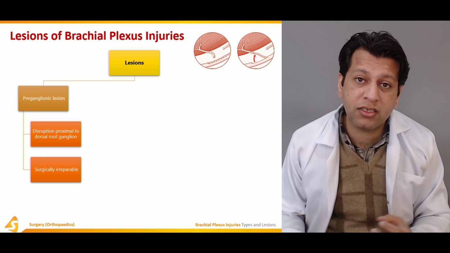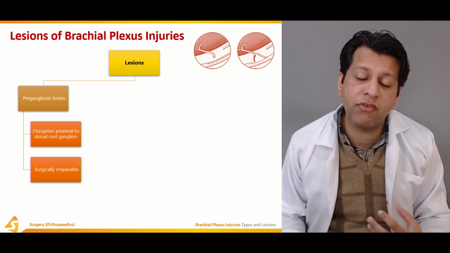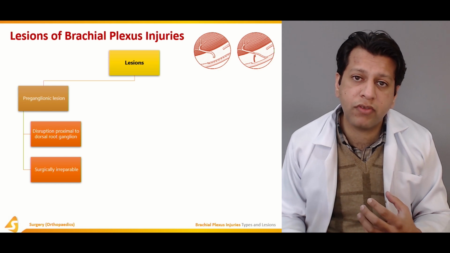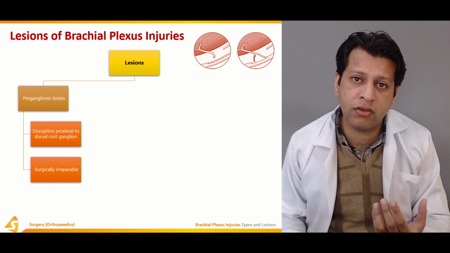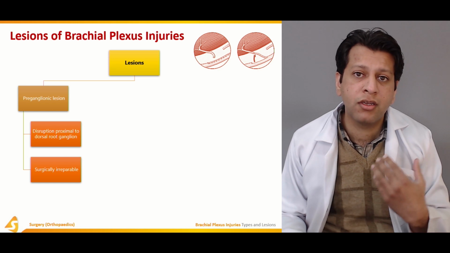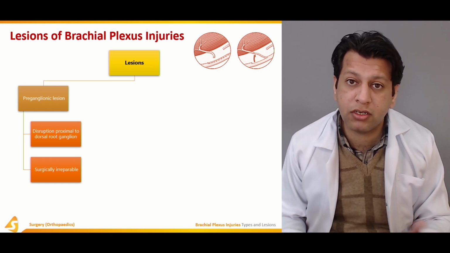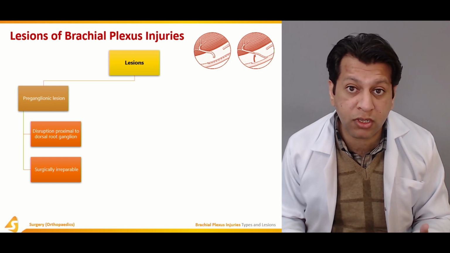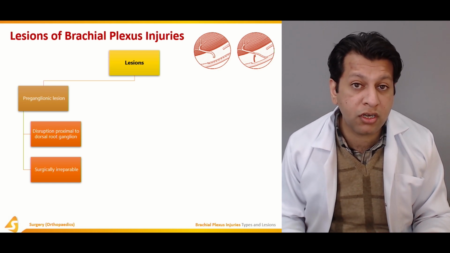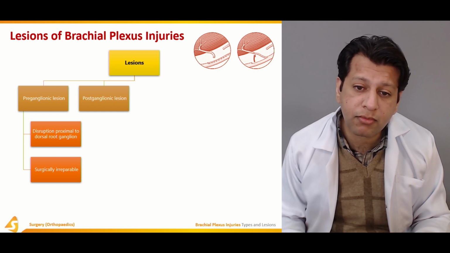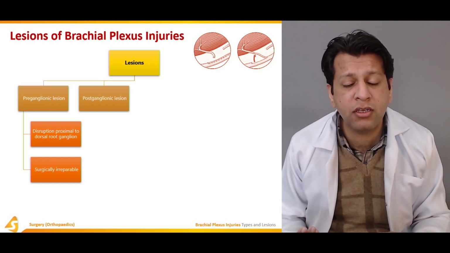Usually it's not actually a cut, it's an avulsion injury. It's such a severe trauma. Usually the ventral nerve roots are avulsed from the spinal cord. As a result, this is a highly damaging lesion, and it has a very poor prognosis as well because it's not surgically repairable. Now coming to the postganglionic lesion.